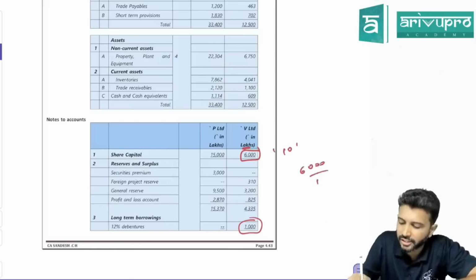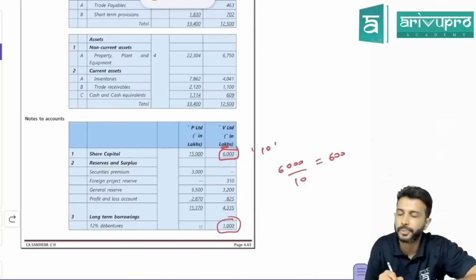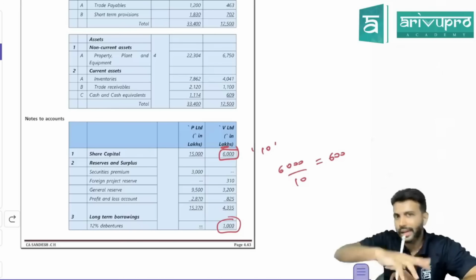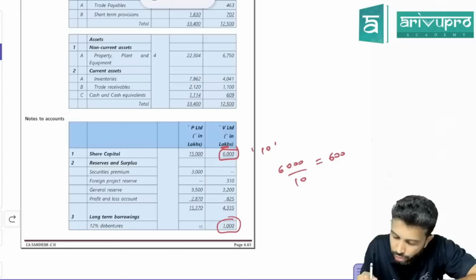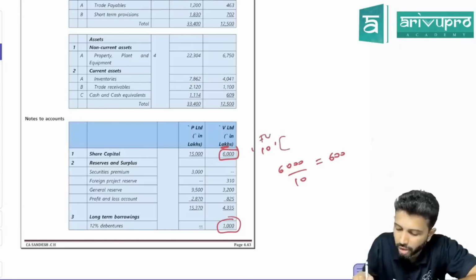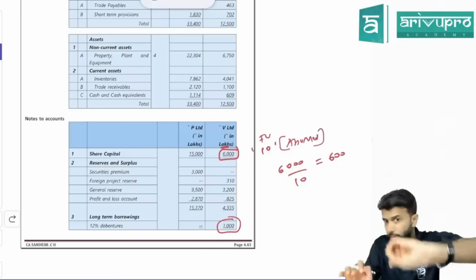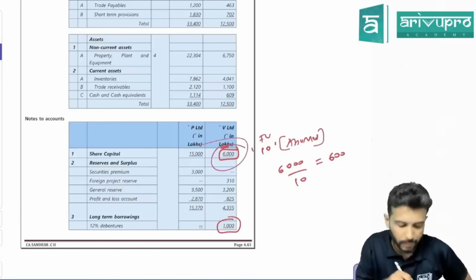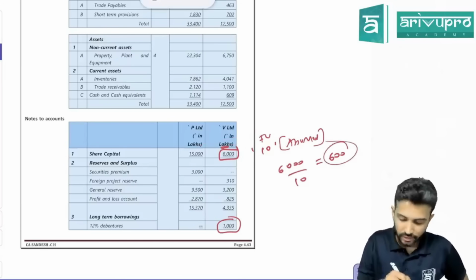Total share capital is 6,000. Each share's face value assumed as 10 means the number of shares will be how much? 600. Correct? Now, if you have 2, you will get 3 as PC. If you have 600, how many? I've assumed the face value of each equity share to be 10. You can assume even 100 also. Final answer will not change. Total share capital 6,000. Each share's face value 10. So number of shares will become 600.